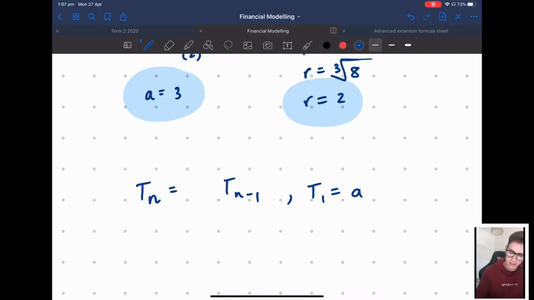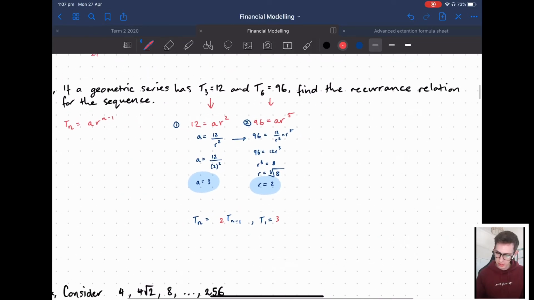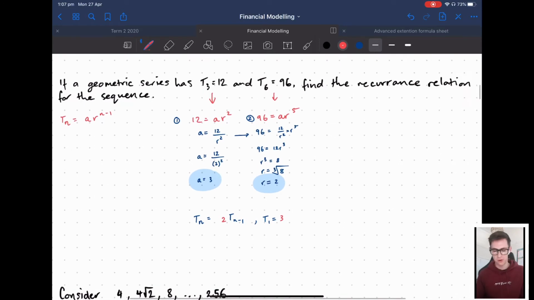I know what r is because it is 2, and I know that a is 3. And that's just a general formula for any term, writing it based on the term before it. Let me double check the question to make sure we haven't missed anything. It hasn't said find the fifth term or anything like that. It doesn't, we're good, and we're done with that one.